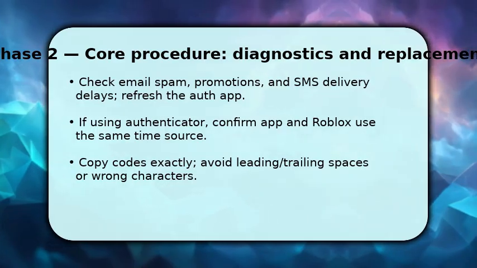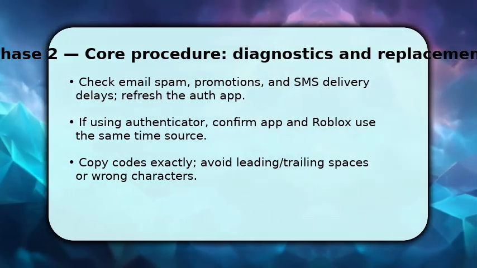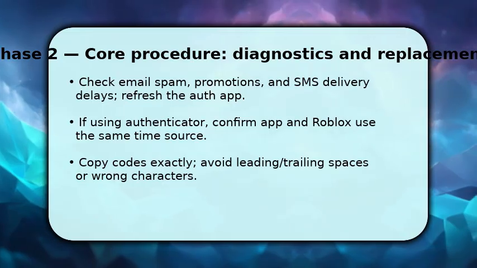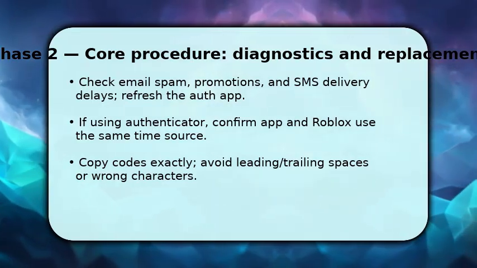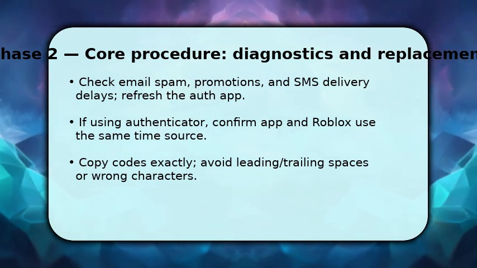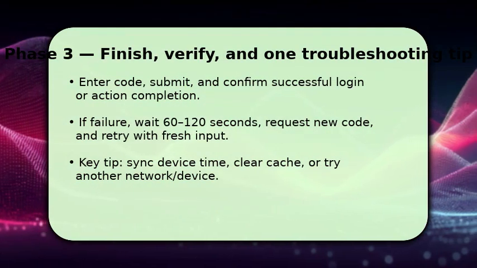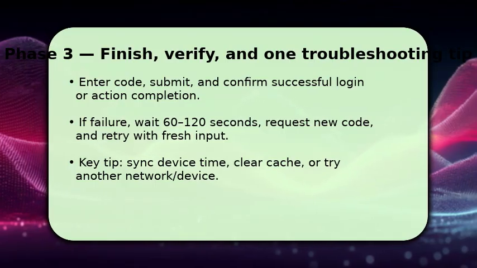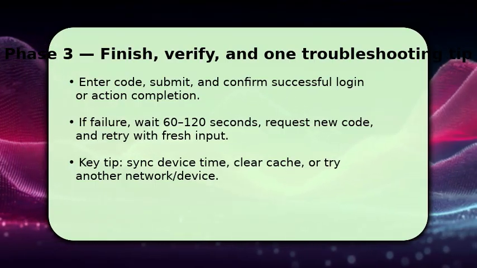If you see a time mismatch or recurring failures, switch briefly to an alternate method. Use SMS if Authenticator fails, because redundancy solves most mid-process interruptions. You finish by entering the code and submitting. Once accepted, confirm the action completed inside Roblox.